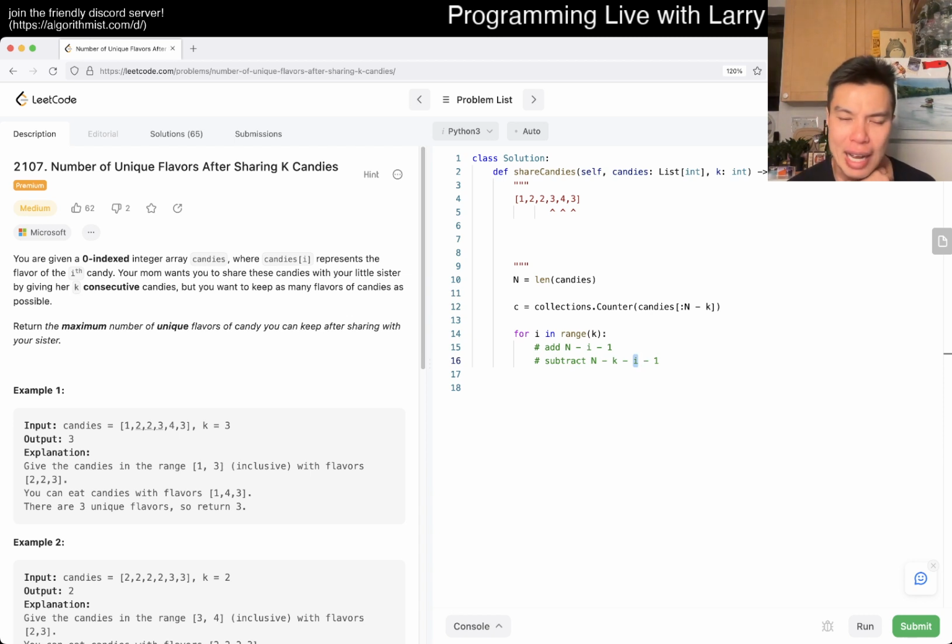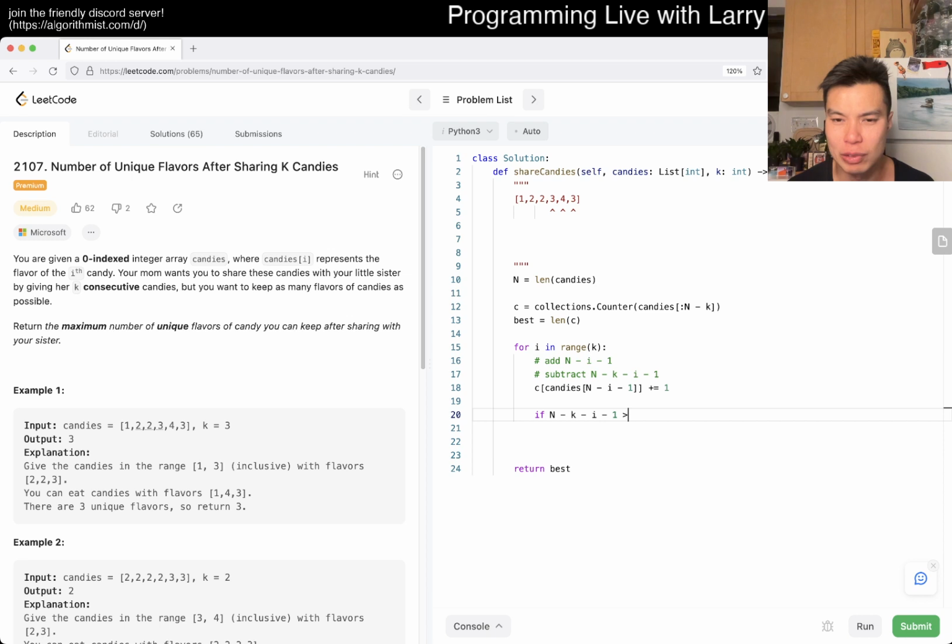One more thing I have to double check is that if this gets to negative or 0, then we terminate. Okay, so let's just say best is equal to length of c. Of course, you have to do them in the right order. So first of all, you do candies of n minus i minus 1, increment by 1. And then if n minus k minus i minus 1 is negative or 0, then we just break.